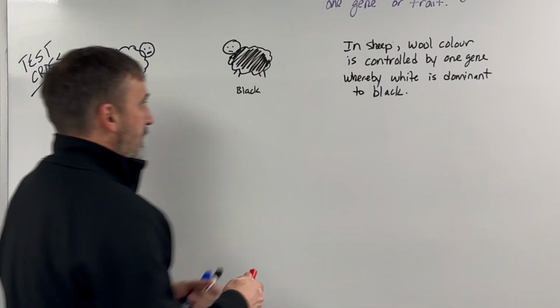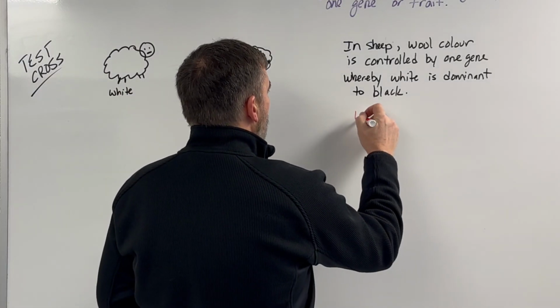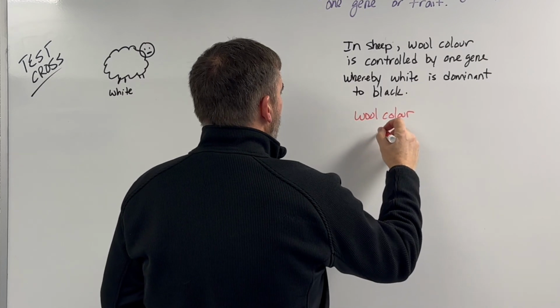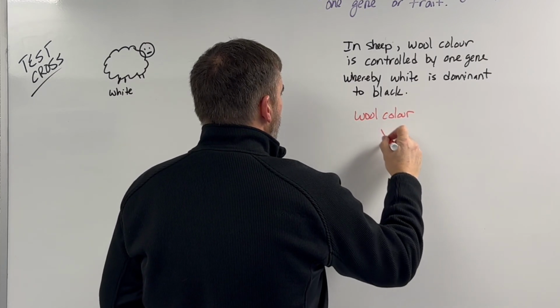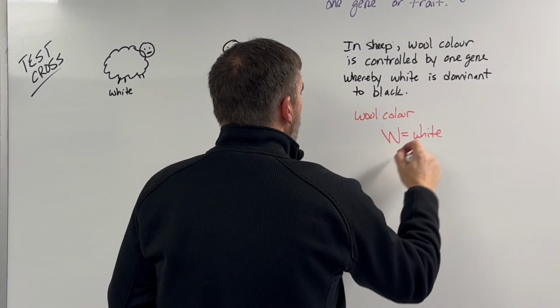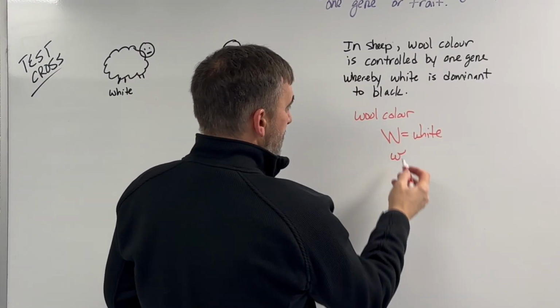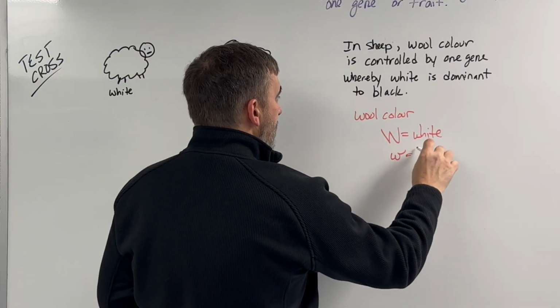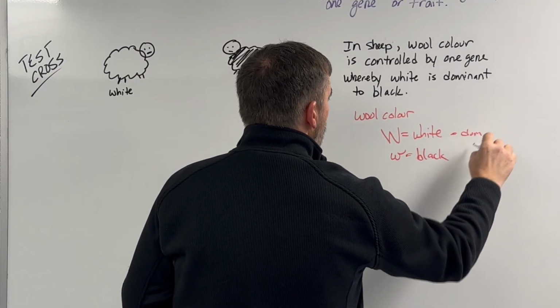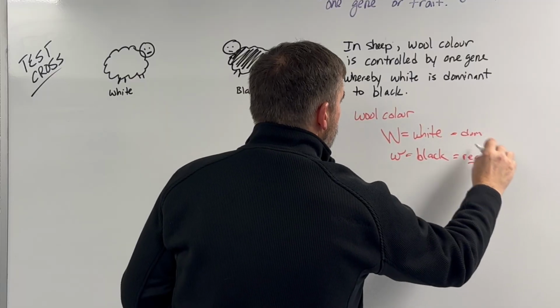If we want to write out our key, we have wool color, and we have, say, big W, which is white, and we'll put a little w, make it different, put a little tail or something on there. That's recessive. So this is dominant, this is recessive.